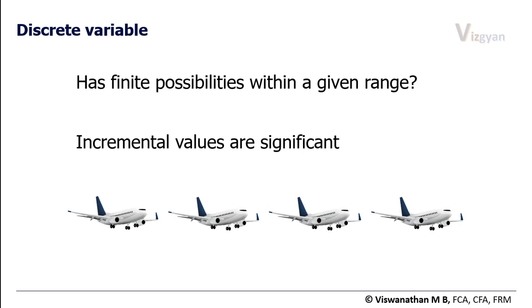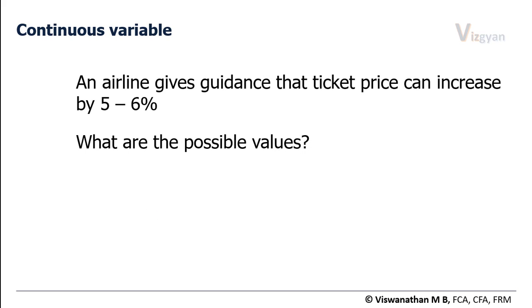So in case of a discrete variable, there are only finite possibilities within a given range, and the incremental values are significant. So when a value moves from 4 to 5, you notice that there is a 1 unit jump. Now let's talk about the continuous variable. Let us say the same airlines gives another guidance about the ticket price. Here they say that the ticket price can increase between 5 to 6%.